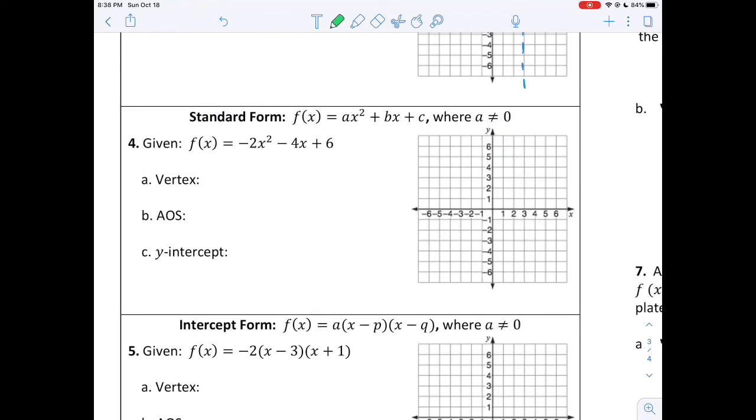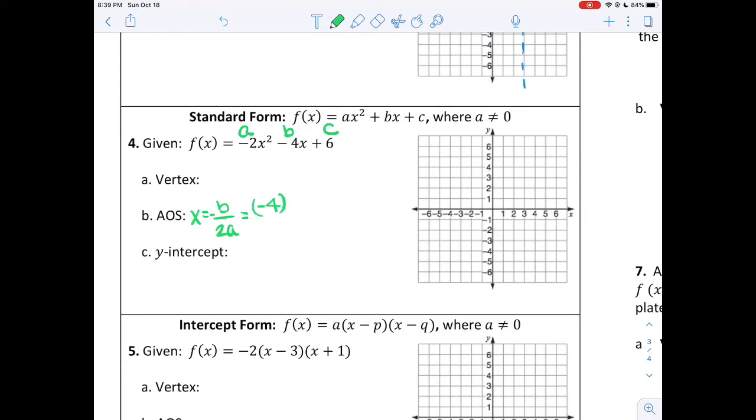Now let's look at standard form of the equation. So remember that that's ax squared plus bx plus c, and so our a value is negative 2, our b value is negative 4, and our c value is 6. We can calculate the x value of the vertex. Remember that that's the same as the axis of symmetry. So I'm going to jump down here and do axis of symmetry first and then come back to vertex. So our x value of our vertex, which is also the axis of symmetry, is at negative b over 2a. And so my b value is negative 4.